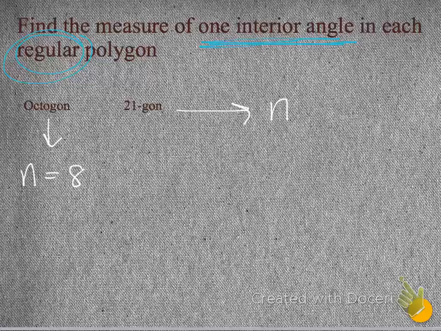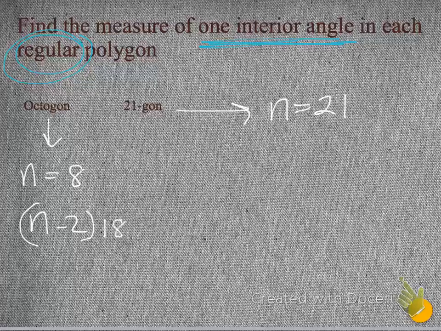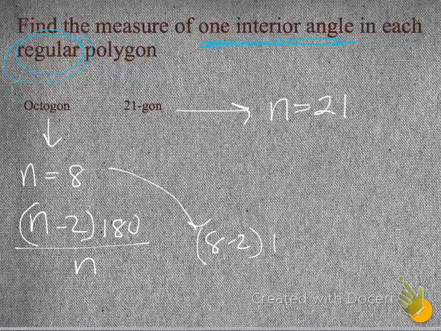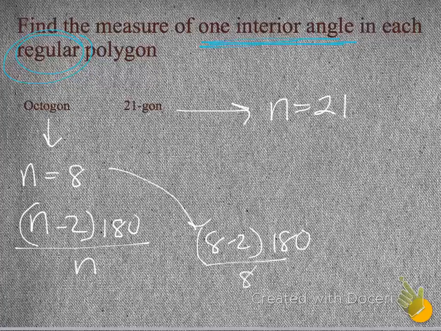21-gon, my n is going to equal 21. So my equation to find the measure of one interior angle is going to be n minus 2 times 180 divided by n. So what I'm going to do is plug in my n. So this one, I'm going to get 8 minus 2 times 180 divided by 8.